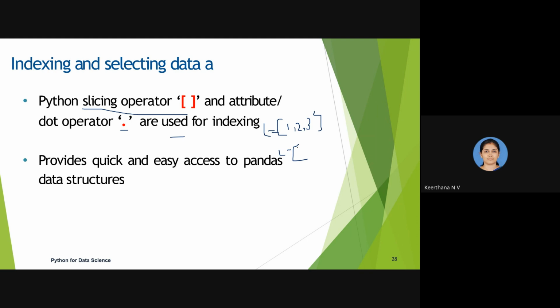That is L of 1 colon 2. The 2 will be considered as the element before the last, and the 1 will be considered from the starting element. The indexes will be 0, 1 and 2. So my output will be only 2, because this 2 is considered the last-before element. So it will process starting from 1 up to 2 only. In this 1 to 2, I'm going to start with this position only. That's why my output is 2. This is an example of slicing, and slicing and indexing give you quick and easy access in pandas.